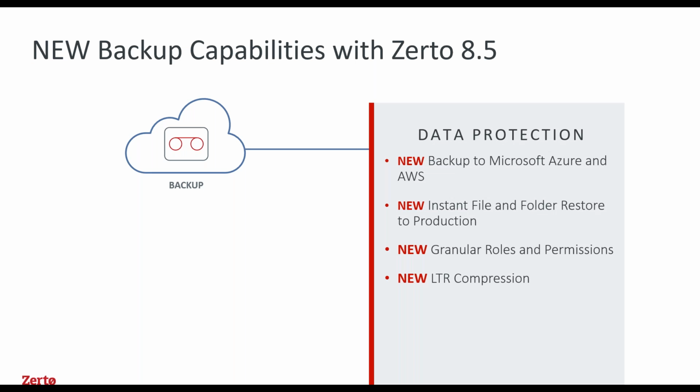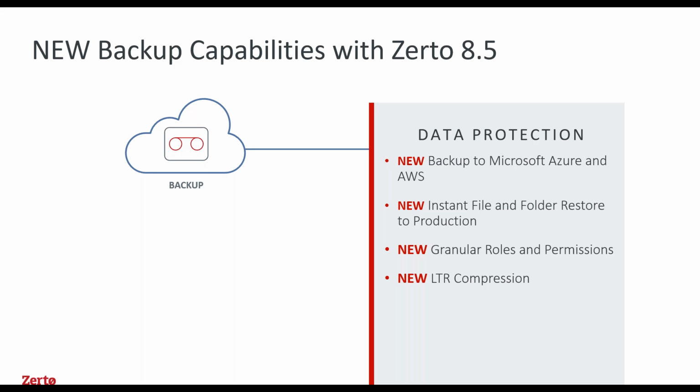So what are the new backup capabilities in 8.5? We have 4 new features to talk about for data protection. Let's go into each. First, due to your demand, we are now supporting public cloud storage in Azure and AWS as LTR repositories. By creating a new Azure storage account or a new AWS S3 bucket, it is possible to leverage cloud storage for your retention sets for backups.